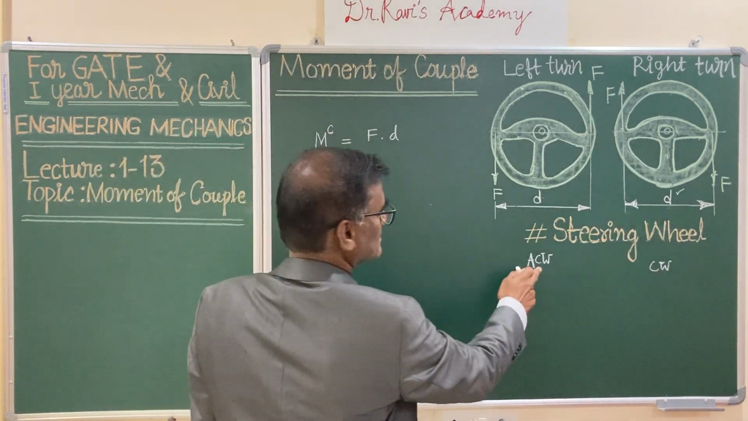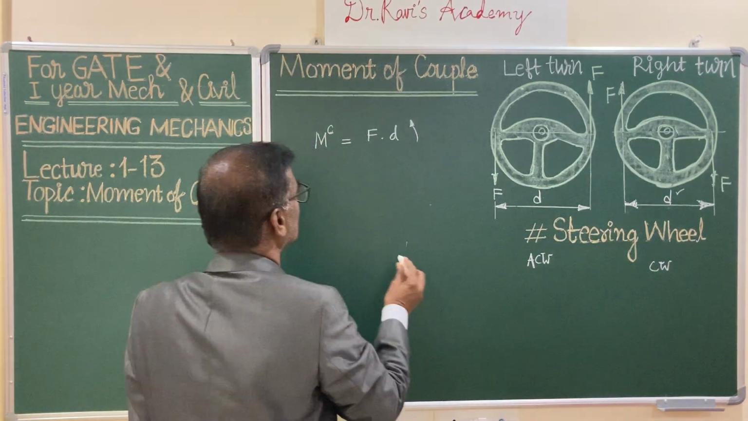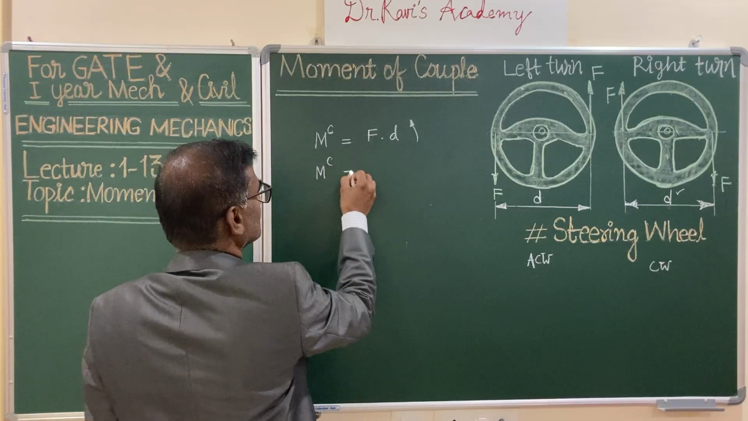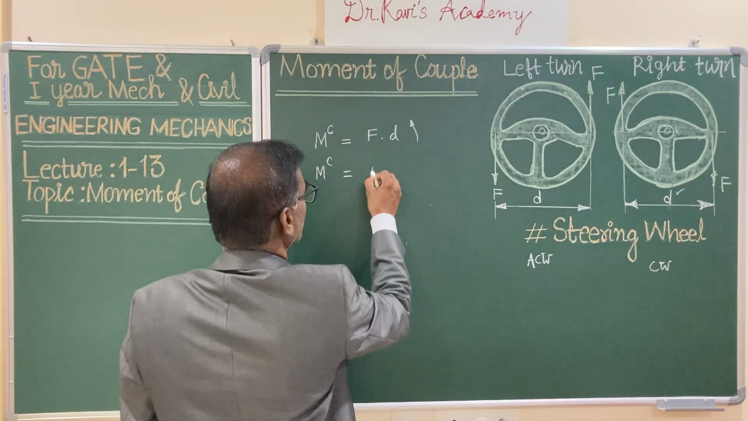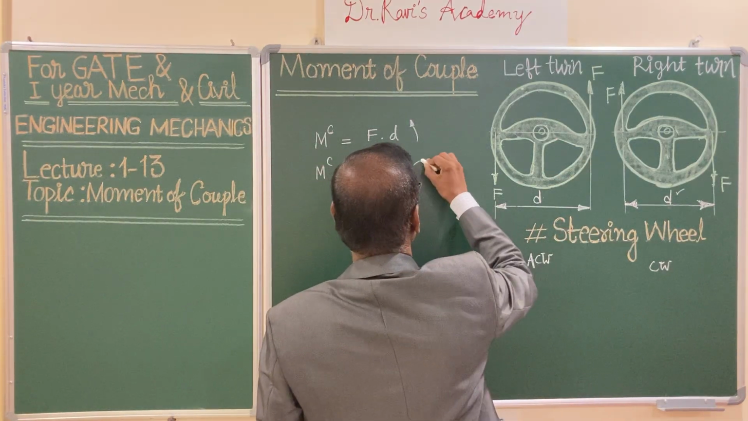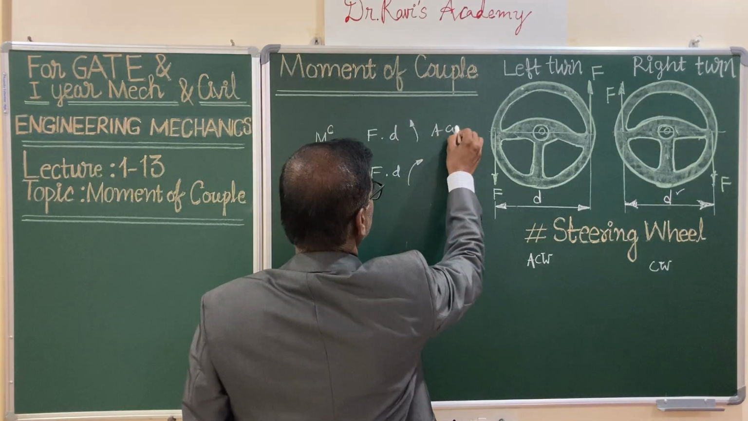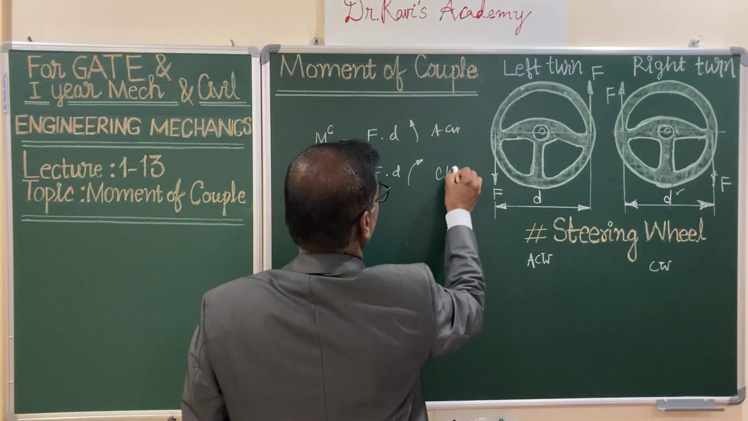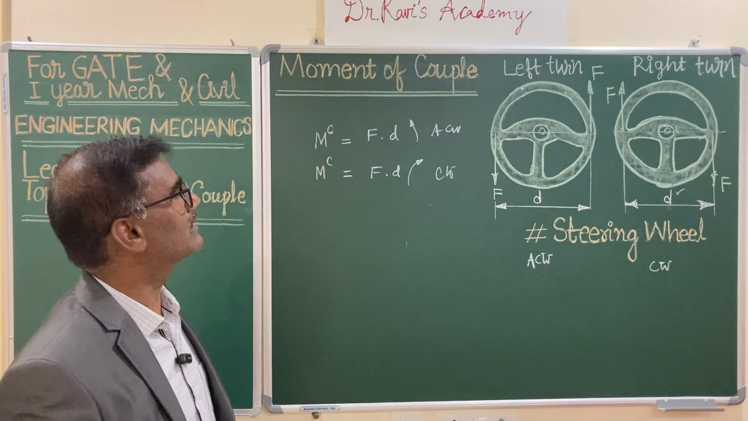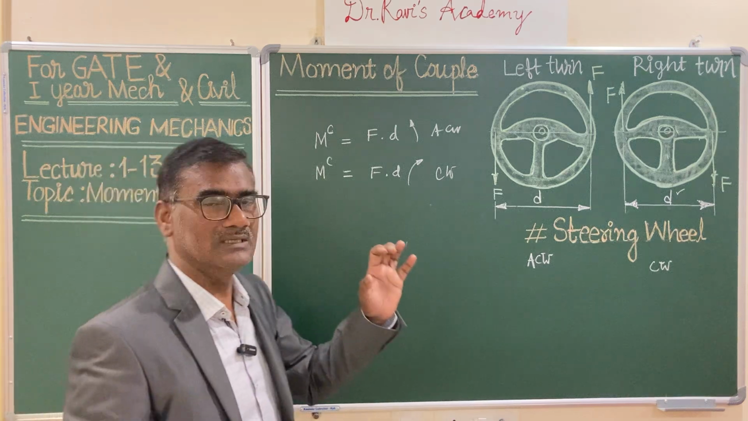So in the first case it is anti-clockwise, and in the second case the moment of the couple is also equal in magnitude, both F and d remain the same, only the change is that the turning effect is clockwise. So here it is anti-clockwise and here it is clockwise. So you have two types of movements, and observe carefully here. This leads to only turning effect.